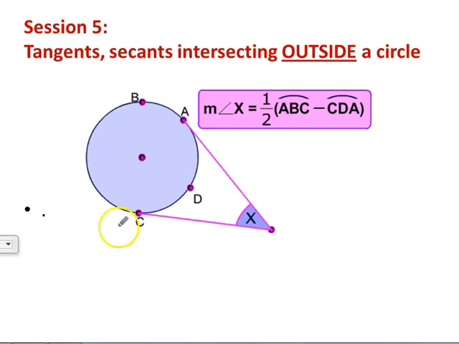So here we've got two tangent lines, and they intersect outside of a circle. Instead of adding the arc measures together, we are going to subtract the intercepted arc measures. So we're going to take ABC, the bigger of the two, and subtract from it the remaining arc measure ADC, it doesn't matter which way you go. And then take that difference and divide it in half. So that's when we have our angle with the vertex outside of a circle.